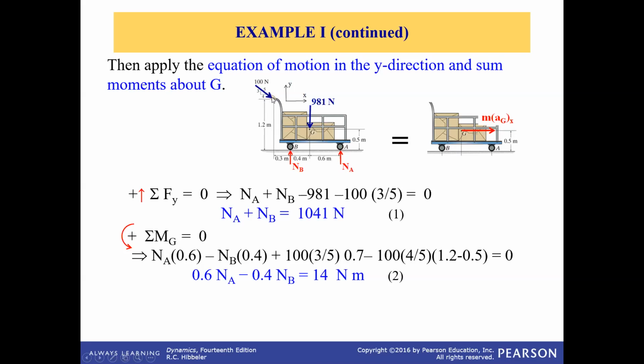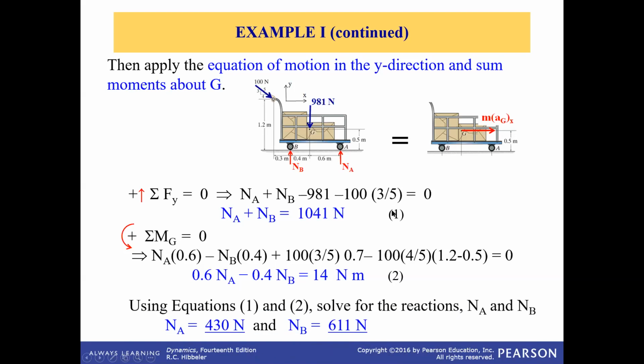Now the x component of this force will be pointing in that direction, and it makes the system rotate clockwise, so negative: negative 100 times 4 over 5, the x component, times the distance to the center of rotation, 1.2 minus 0.5, that would be the y. That goes to 0 because the system as a whole doesn't rotate. So then you have two equations, 1 and 2, with two unknowns. You can solve for the two unknowns from these two equations.